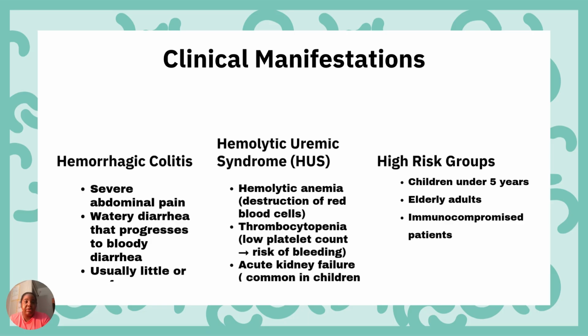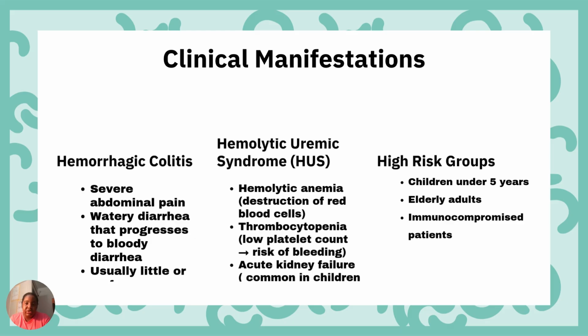Now, hemolytic uremic syndrome is the most dangerous complication caused by E. coli. It is especially dangerous in young children and the elderly. The toxin can enter the bloodstream and damage the blood vessels. This leads to hemolytic anemia, where red blood cells are destroyed. It also leads to thrombocytopenia, where platelets are used up or destroyed, increasing the risk of bleeding. Lastly, acute kidney failure can occur because small blood vessels in the kidneys are particularly vulnerable.